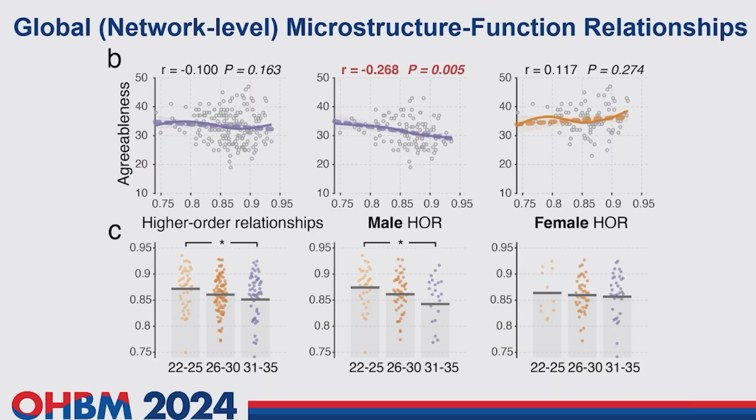Our results show that this high-order relationship is significantly correlated with some individual personality scores, especially for the gray bonus. Interestingly, this result is mainly driven by the male participants. And we observed a decreasing trend of the high-order relationship across the three age groups, from 22 to 35.